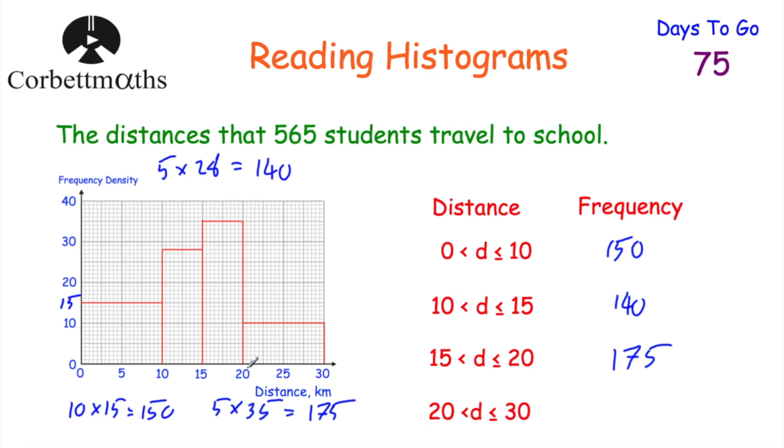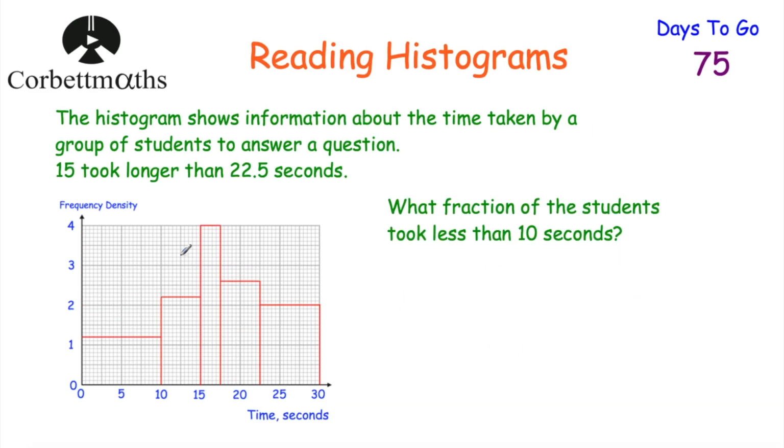And finally, the last category has a class width of 10, because from 20 to 30 the width is 10. Its frequency density is 10, so 10 times 10 is equal to 100. So its frequency is 100. And we can check this. If we add these frequencies up, we should get 565. So 150 plus 140 plus 175 plus 100 is equal to 565. Perfect. And that's it. Okay, so let's have a look at another question.